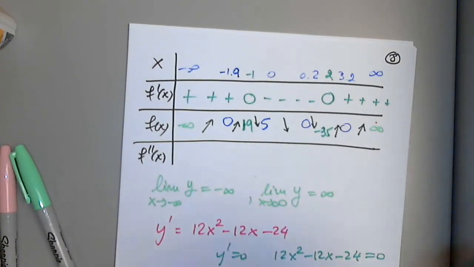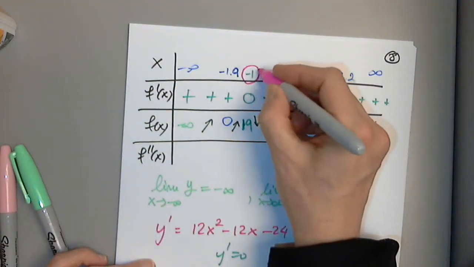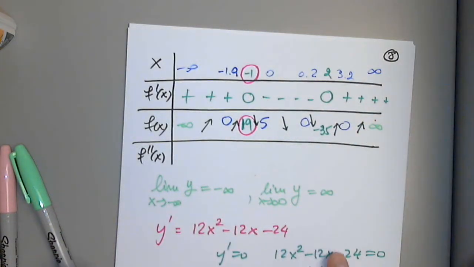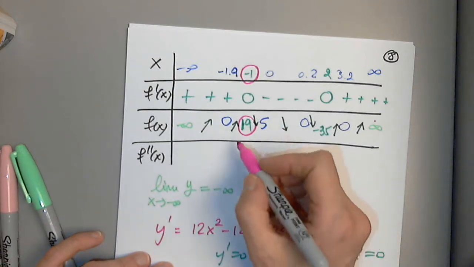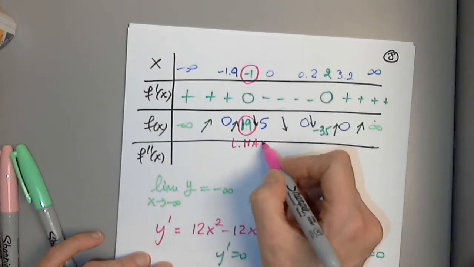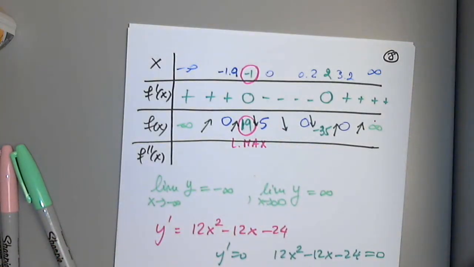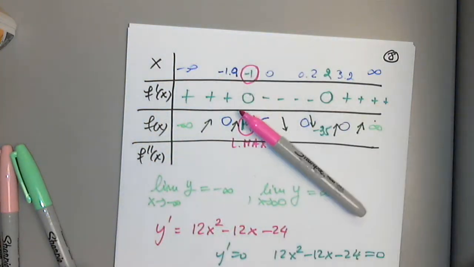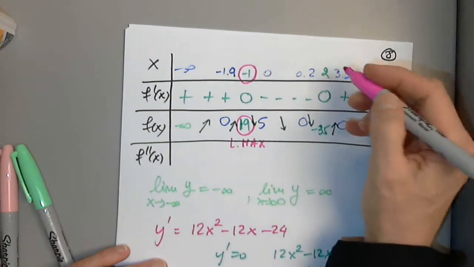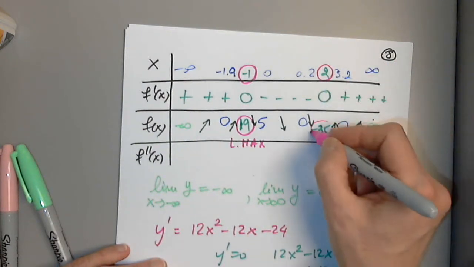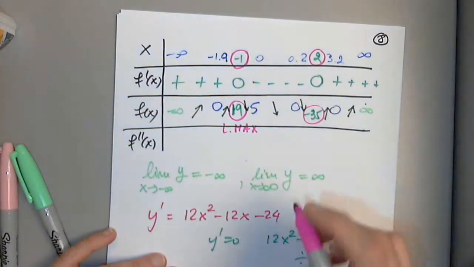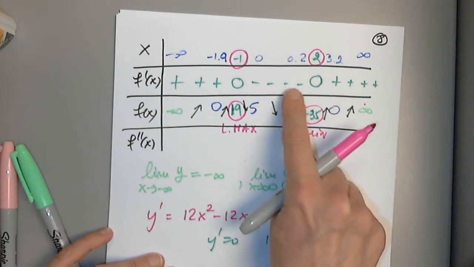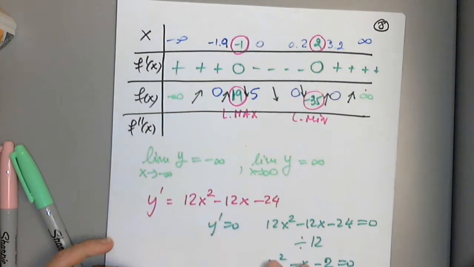Now I need to identify this point. Negative 1, comma 19. What kind of point is that? It's an inflection point. Now, we did not get to the second derivative yet. It's a local max because it's positive, 0, and then negative. What type of point is 2, comma negative 35? Local min. Yes, it's a local min because the signs of the derivative change from negative to positive.